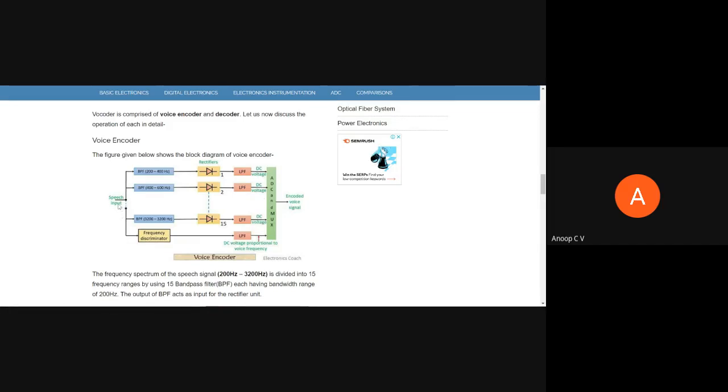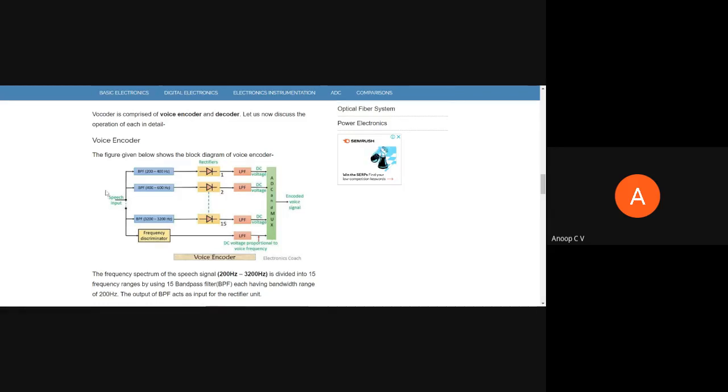And one more thing is, this speech signal is passed through a frequency discriminator. What it will do is, it can discriminate between frequencies. And it is passed through a low pass filter. So this will give you a DC voltage proportional to voice frequency. What is the frequency of the voice? That information will be provided by this input. And what is the amplitude level of each frequency? That will be given by this bank of BPF, rectifier, and LPF outputs, right? If you multiplex everything together, you will get what? An encoded voice signal.